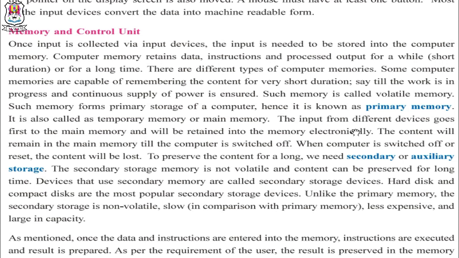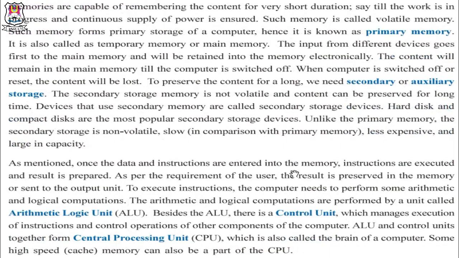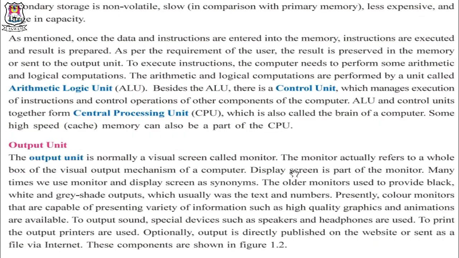Devices that use secondary memory are called secondary storage devices. Hard disk and compact disk are the most popular secondary storage devices. Unlike the primary memory, the secondary storage is non-volatile, slow in comparison with primary memory, less expensive and large in capacity.